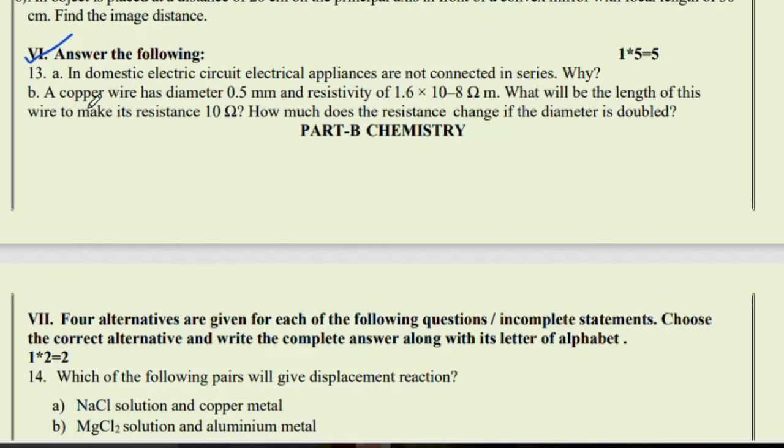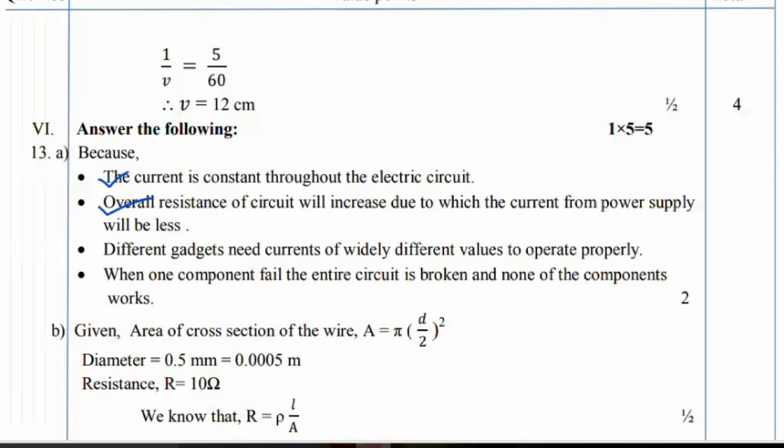Next question number B, a copper wire has a diameter of 0.55 millimeter and resistivity of 1.6 into 10 to the power of minus 8 ohm meter. What will be the length of this wire to make its resistance 10 ohm? How much does the resistance change if the diameter is doubled?